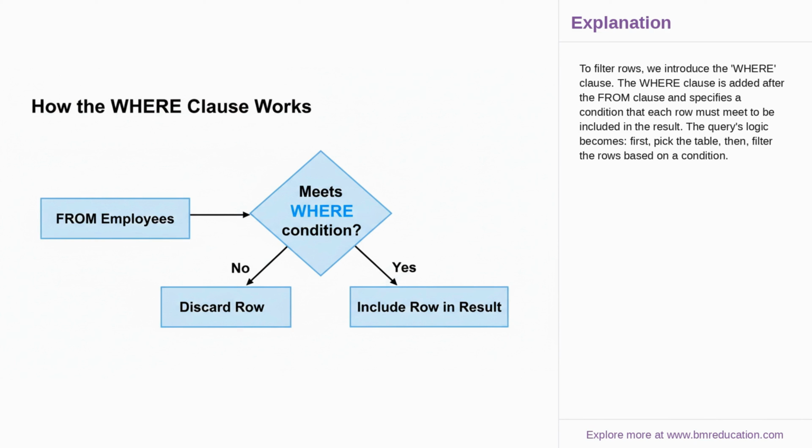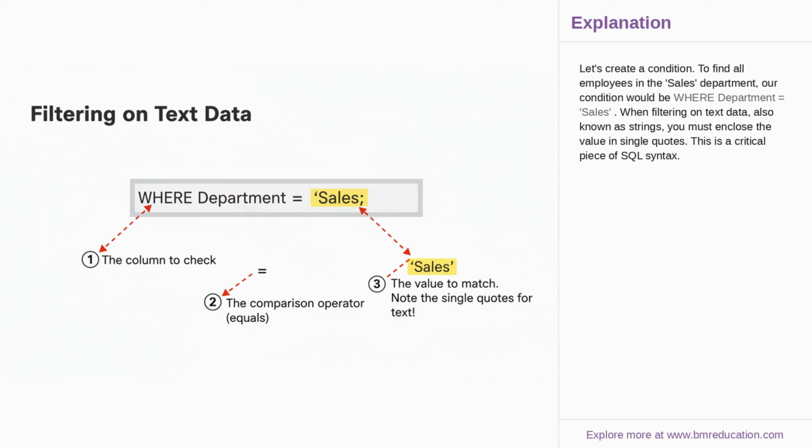The WHERE clause is added after the FROM clause and specifies a condition that each row must meet to be included in the result. The query's logic becomes, first, pick the table, then filter the rows based on a condition. To find all employees in the sales department, our condition would be WHERE department = 'Sales'. When filtering on text data, also known as strings, you must enclose the value in single quotes. This is a critical piece of SQL syntax.